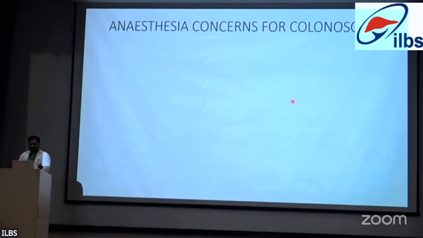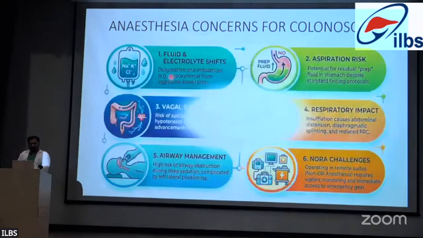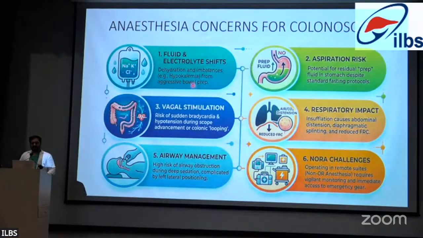So what are the anesthesia concerns for colonoscopy? There is going to be a higher risk of dehydration and electrolyte imbalance because of the prep fluid. And there is going to be a risk of increased aspiration because of the residual prep fluid which is in the stomach. Now, vagal stimulation can be present because of the sudden advancement of the scope or because of the manipulation of the scope through the splenic flexure.